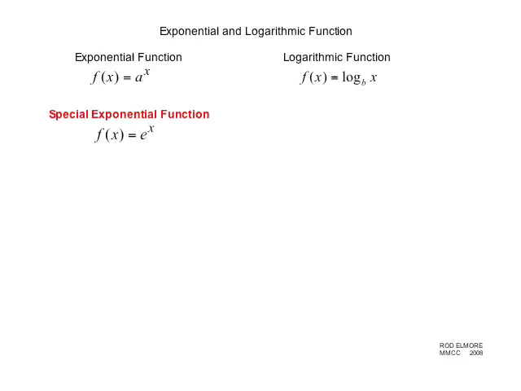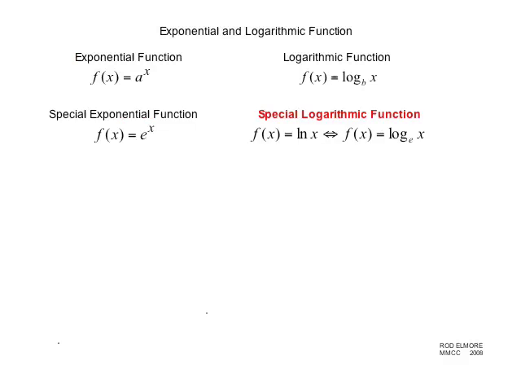A special exponential function is when we replace a with e. Now e is a number we discovered, like pi, and so it's a naturally occurring number. So f of x equals e to the x is a special exponential function. It's just like the one above, but there isn't an a there. It can't be any number. It's got to be e.